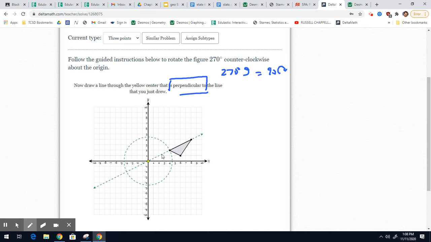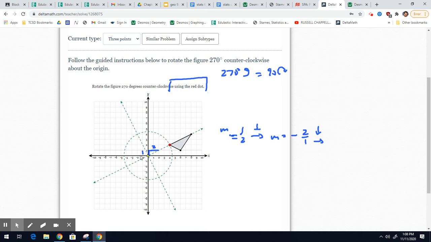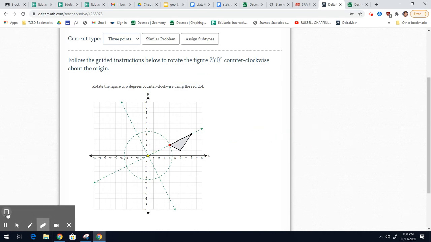So to do that, what I have to do is I have to look at the slope of this line. So the slope of this line goes up 1 and right 2. So that slope is up 1, right 2, 1/2. So then my line that's perpendicular has to have a slope that is an opposite reciprocal of that. That's -2/1. So down 2, right 1. So from this dot, I'm going to go down 2 and right 1. And there it is. And once you get it, it'll tell you, right? It'll lock it in like it did for me.